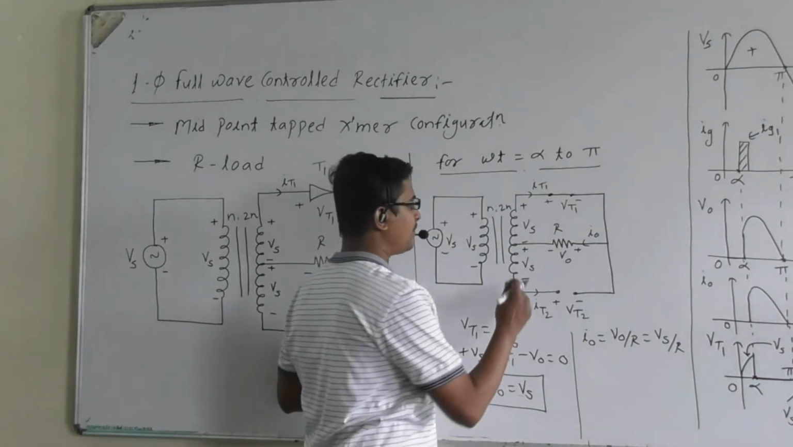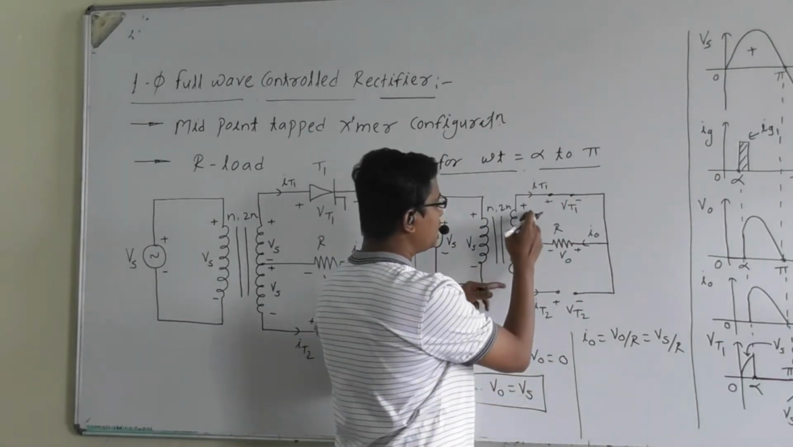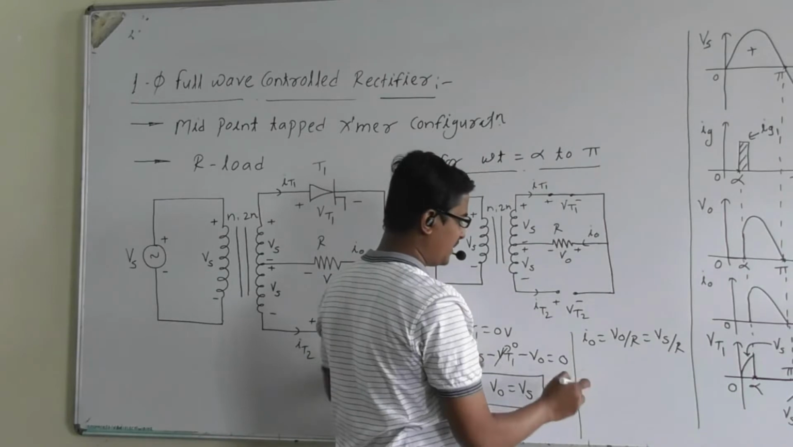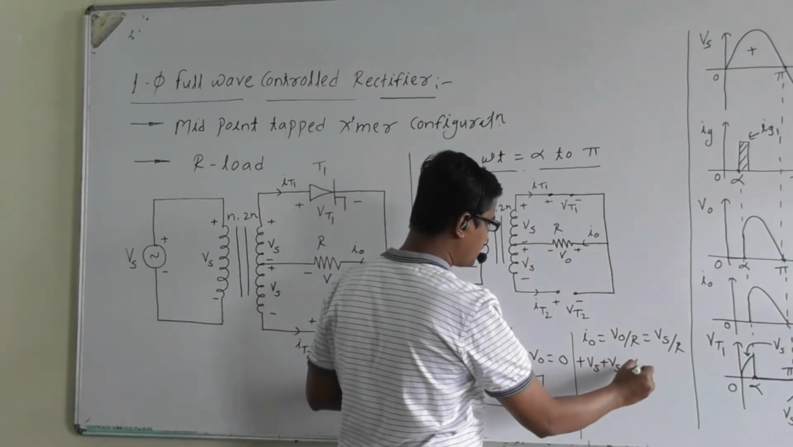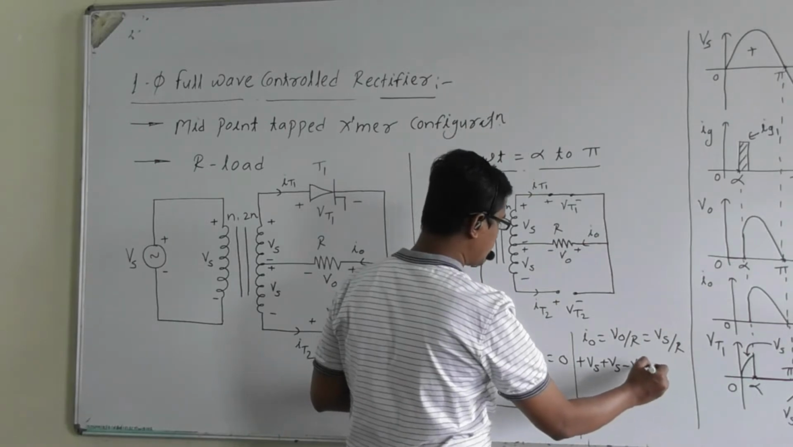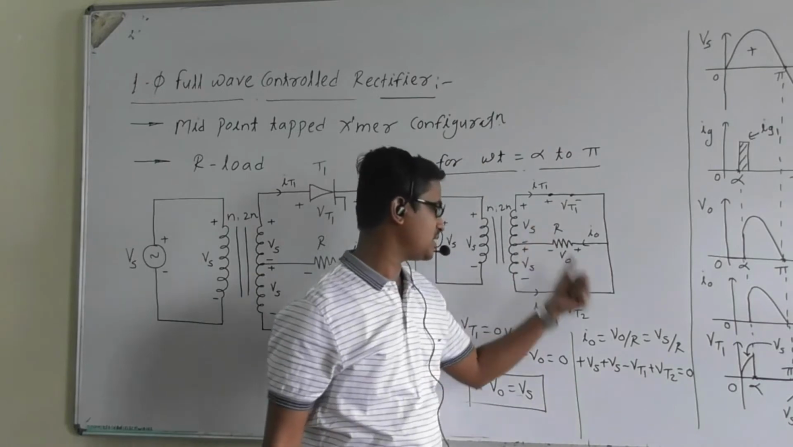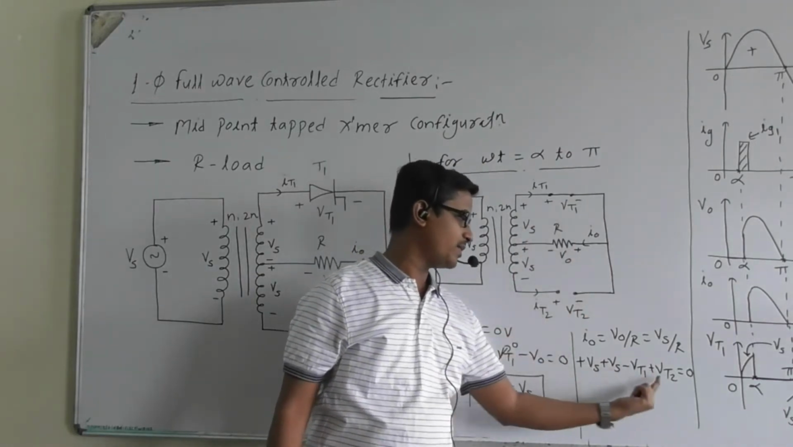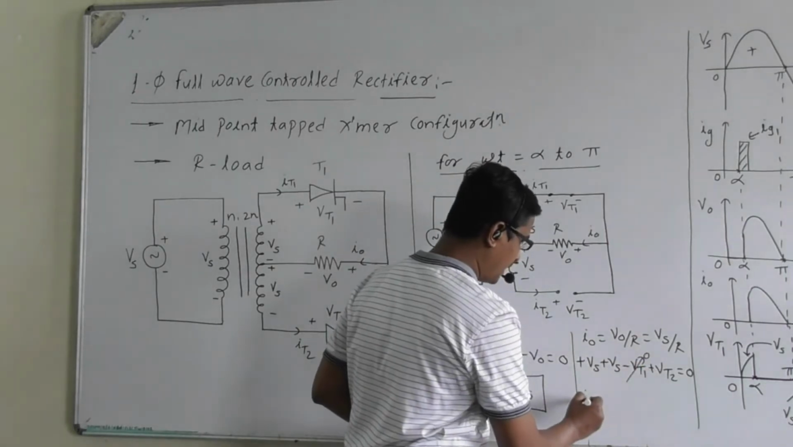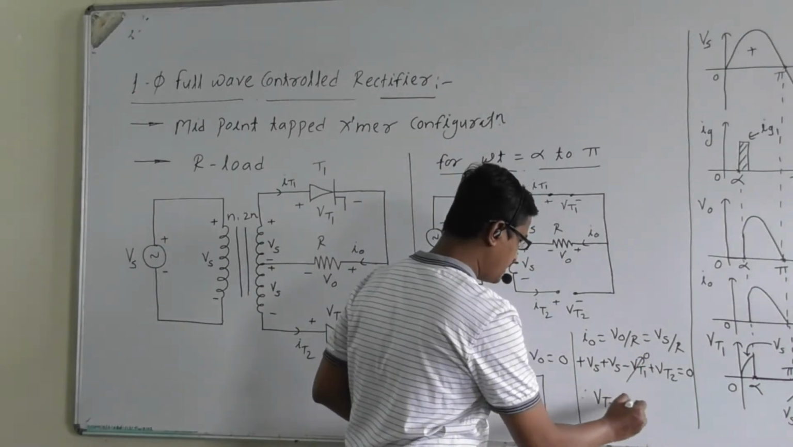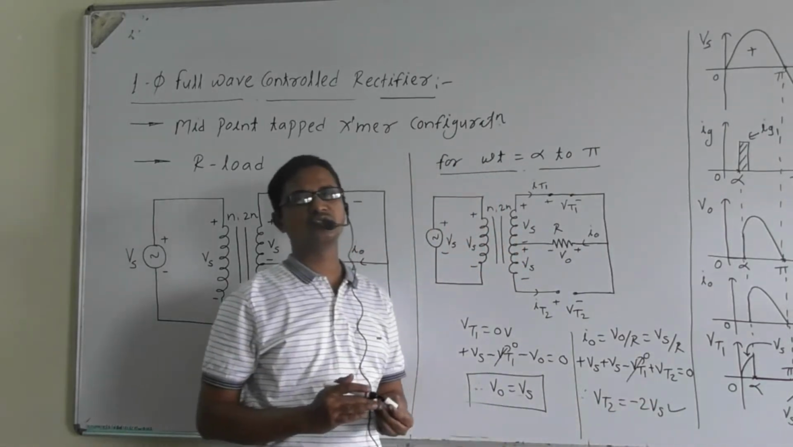Can we apply KVL to the outer loop? Yes, KVL to the outer loop: plus Vs minus Vt1 plus Vt2 is equal to 0. Out of that, Vt1 is 0. So can we write it as Vt2 is equal to minus 2 Vs? Vt2 is minus 2 Vs, right?